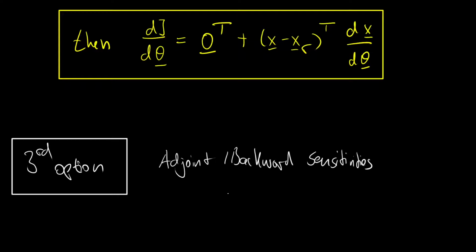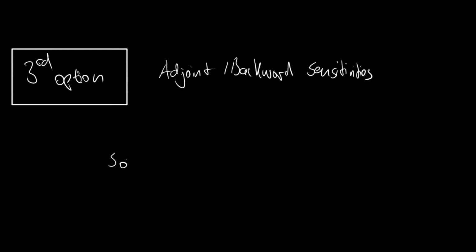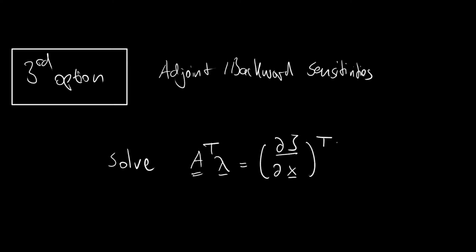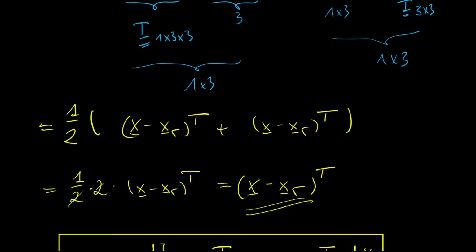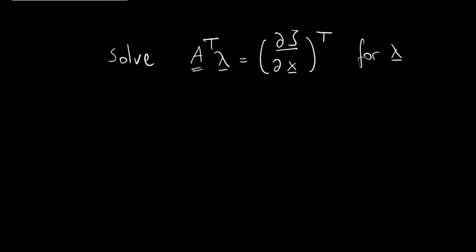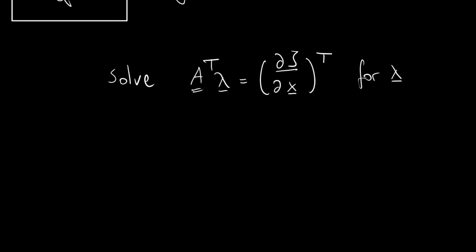And it consists of the following steps. So first, we solve the adjoint system, which was A transpose times lambda is equal to dJ by dx in brackets transpose. And we solve this for lambda, and lambda was the adjoint variable that we introduced. And now that we've already done this derivative in the previous section on the forward sensitivities, we can just steal the result. It was (x minus xr) transpose. And if we then transpose it again, we get a column vector.